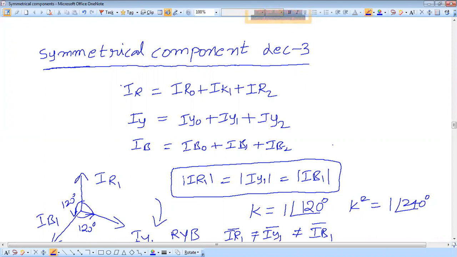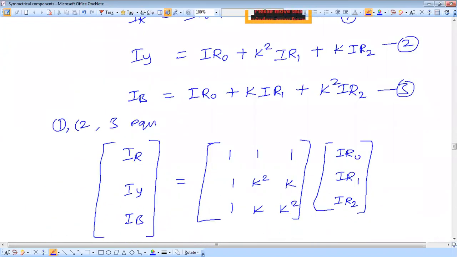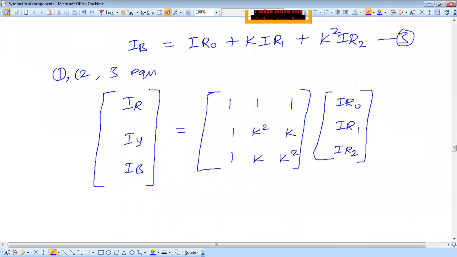Now here we are writing the unbalanced quantities in terms of symmetrical components by using which matrix? This is the matrix A. Sometimes the textbook refers to it as the A matrix. The matrix is 1, 1, 1, 1, K square, K, 1, K, K square, times IR0, IR1, IR2. It is a very, very important relation. By using this relation, we are getting so many GATE examination and IES examination questions, 2 marks, 1 mark, they are asking about these matrices. These are the unbalanced quantities in terms of symmetrical components.